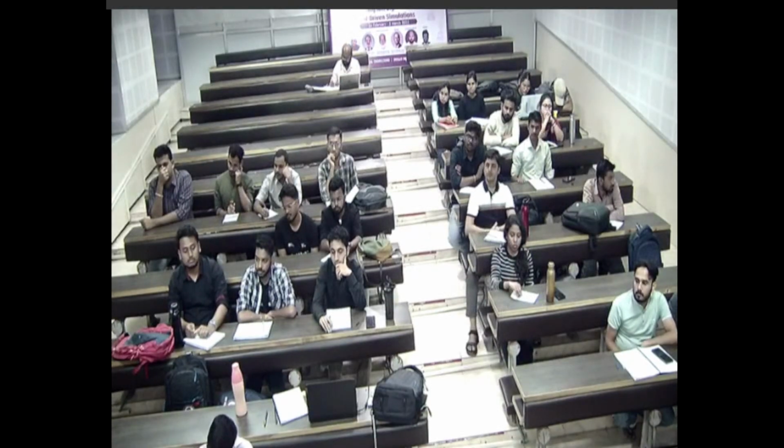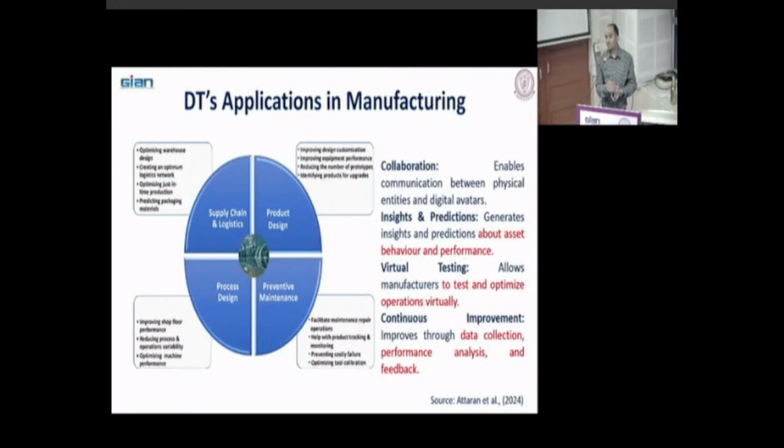Digital the warehouse, and you can see how it is affecting the performance. Creating an optimum logistic network, optimizing just in time production, predicting packaging materials as well, those kind of things. Then product design, as I already shared, improving design customization.